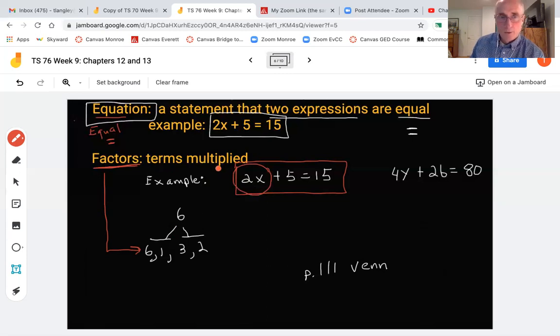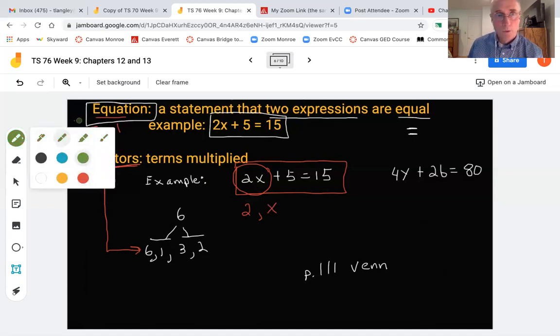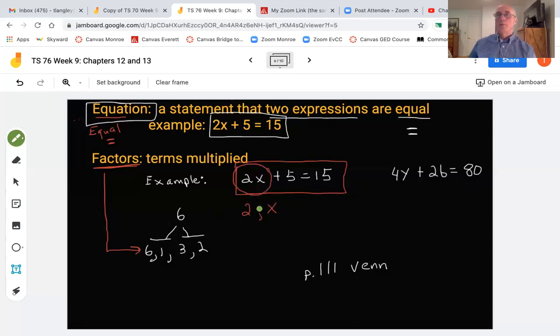Look at the definition, terms multiplied. So if they ask you on a test, what are the factors in this equation? You would say 2, comma, x, in a sense, 2 and x. Now, I want to distinguish something here. Some of you might be thinking, why did I just say 2x? Because 2x actually has two different factors. It's got 2 and x. So it's not just one term, it's 2 and x. Make sure you get the difference between that. It's everything that's multiplied.